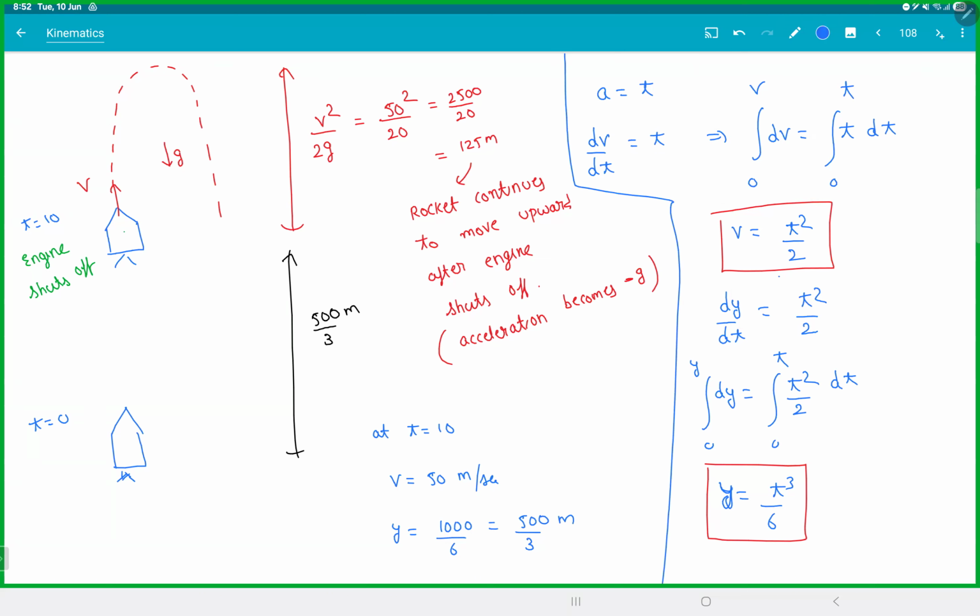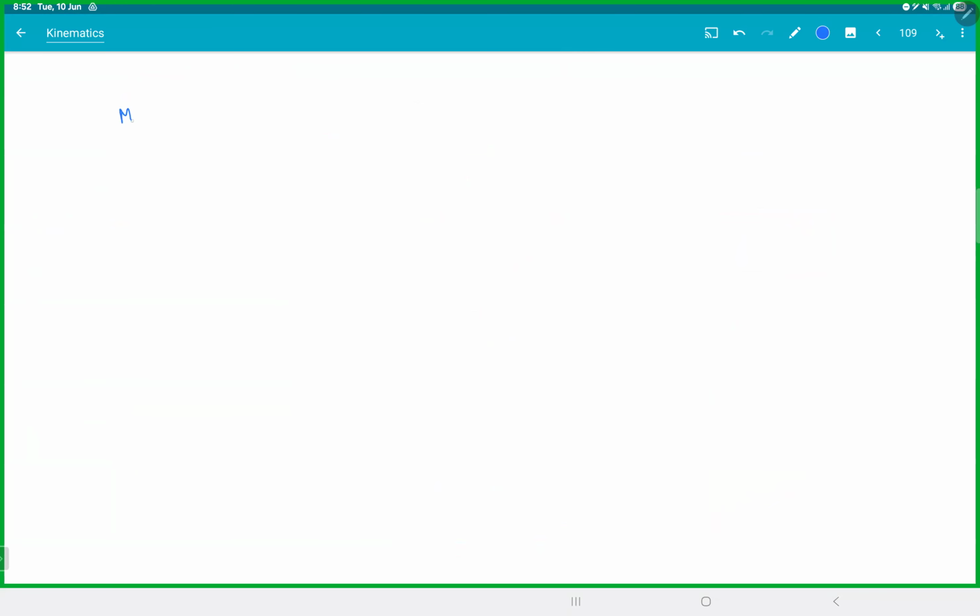So max height will be 500 by 3. This is the height you traveled when the rocket engines are on, and 125 after the engines are shut down. How much is this? 125, 375, 875 by 3 meters. Right?